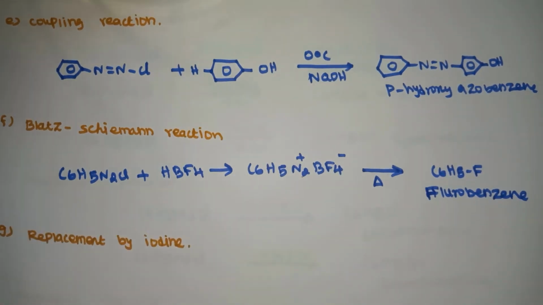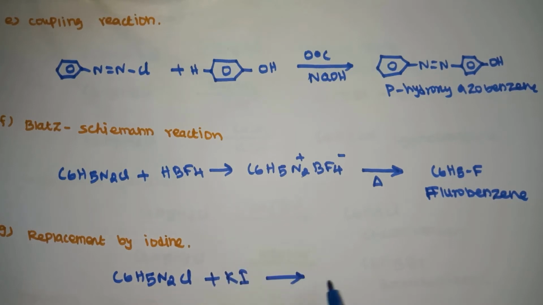Next one is replacement by iodine. When an aqueous solution of benzene diazonium chloride, C6H5N2Cl, is warmed with potassium iodide, it forms C6H5I. The name of this compound is iodobenzene.